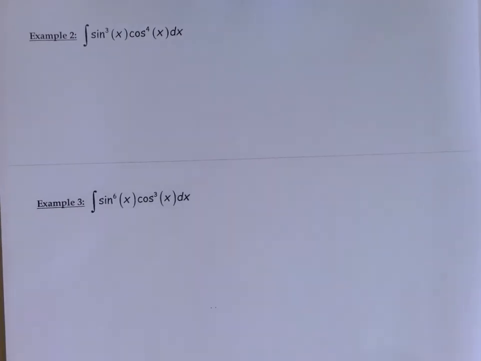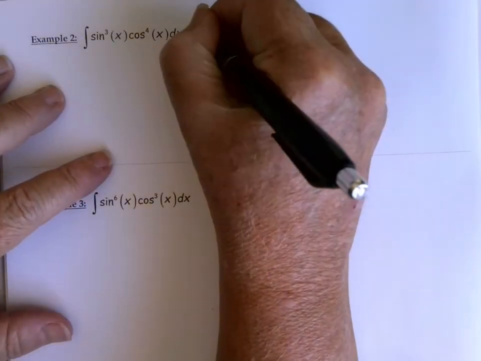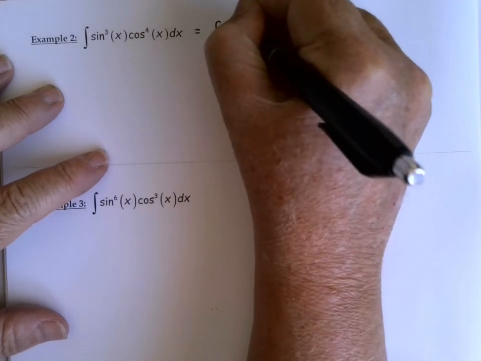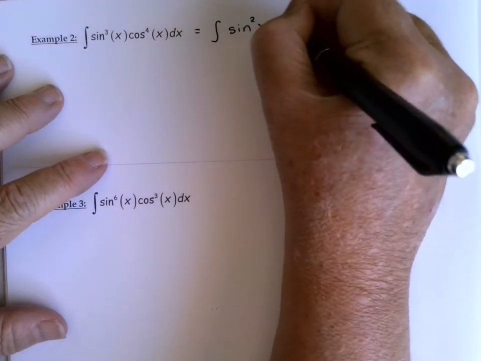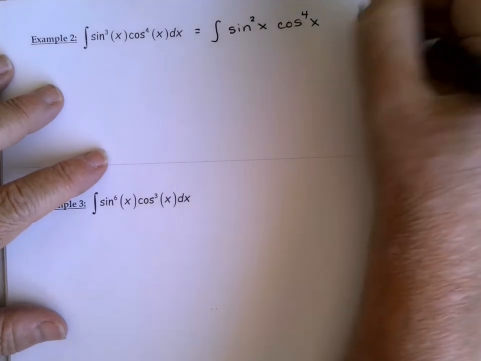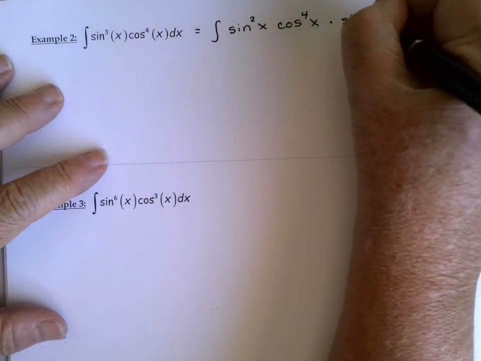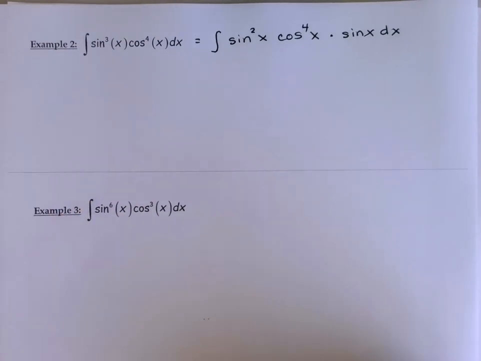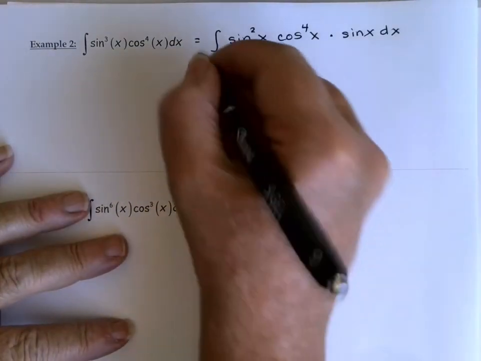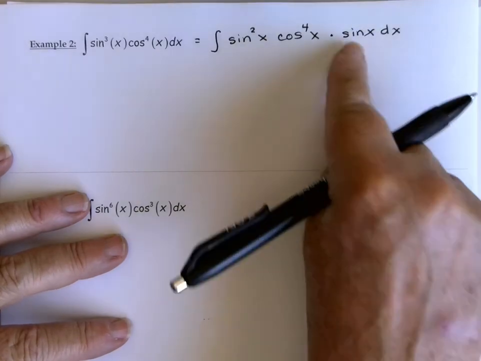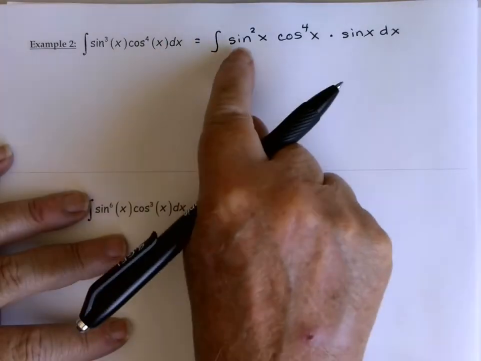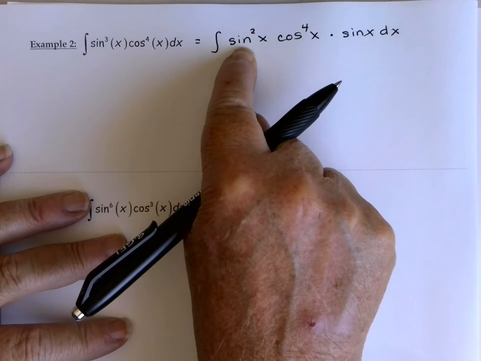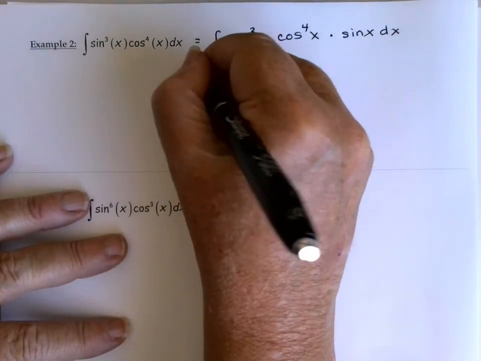All right, in example 2, we once again have an odd power on the sine. So I'm going to split off one of those sines. I'll make it sine squared x cosine to the 4th x times the extra sine x dx. And then a very, very similar process, right? We're going to say, I want to turn everything into cosines except for this little extra sine that I split off. So I'm going to once again replace sine squared x with 1 minus cosine squared x.